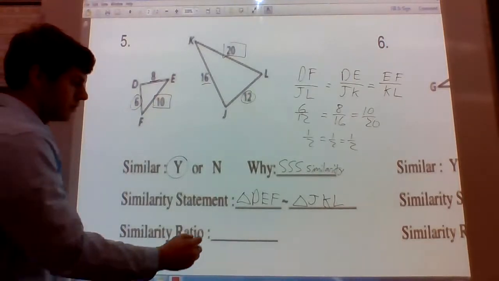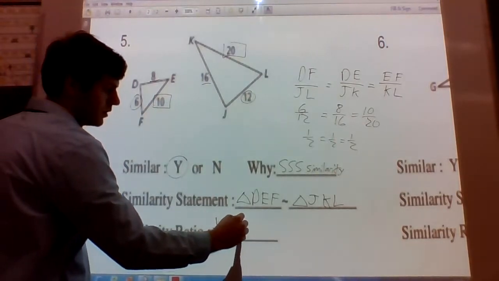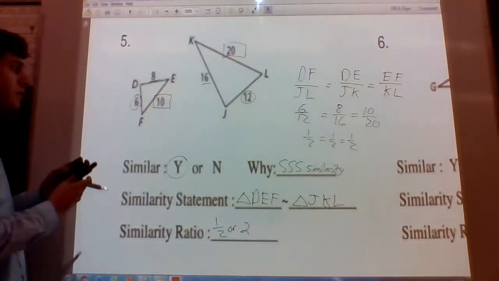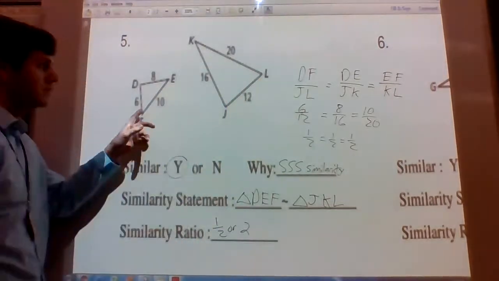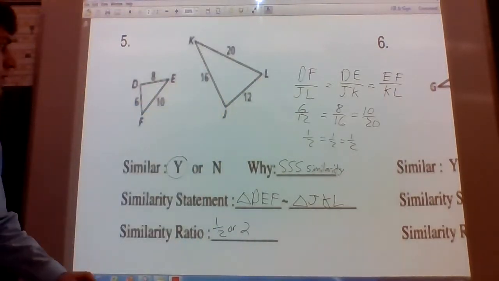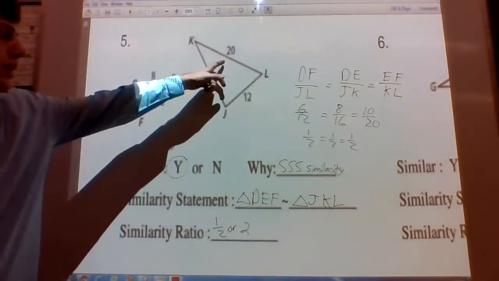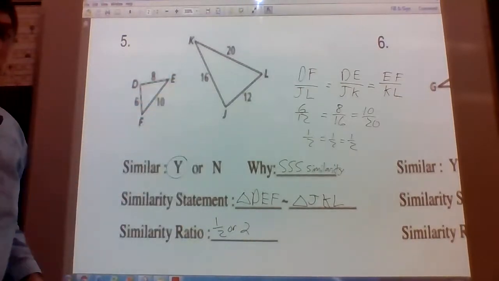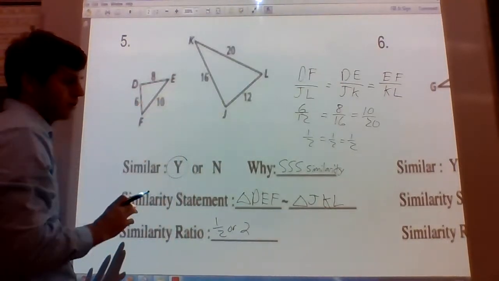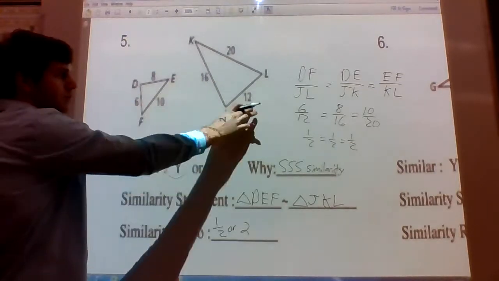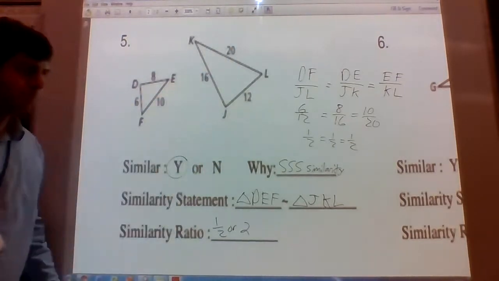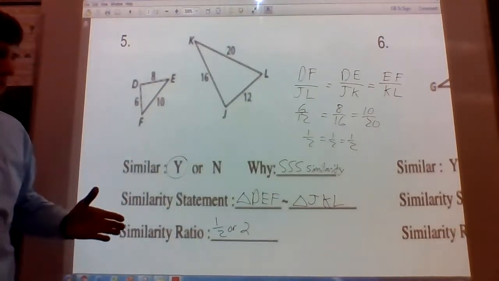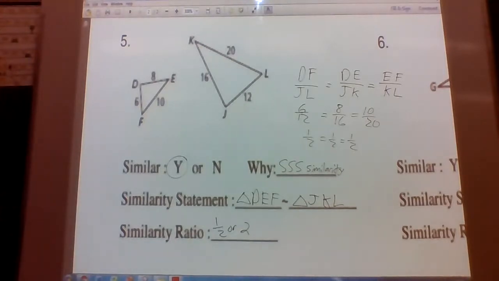Similarity ratio is going to be half or 2. The ratio is half for all of them. So we know that this triangle is half the size of the larger triangle. 16 divided by 2, 8. 20 divided by 2, 10. 12 divided by 2, 6, right? This is half the size of the large one, or we know the large one is twice the size of the smaller one. So 8 times 2, 16, 6 times 2, 12, 10 times 2, 20. Twice as large, half as large as the other one. Number 6.